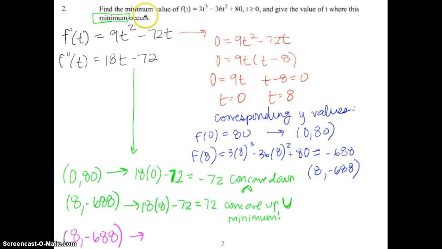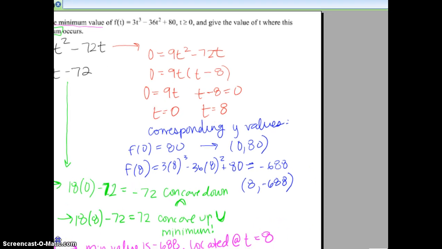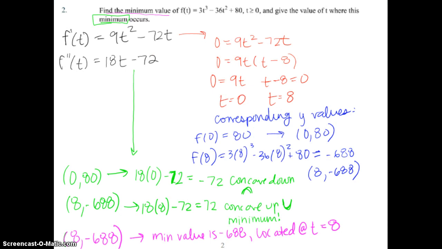Now, here's the question. The question is saying find the minimum value. So the minimum value, the y value, is negative 688, and it's located at t equals 8. That's very important, that you understand the difference: the minimum or the maximum value is always the y value, and it's always located at the x value.